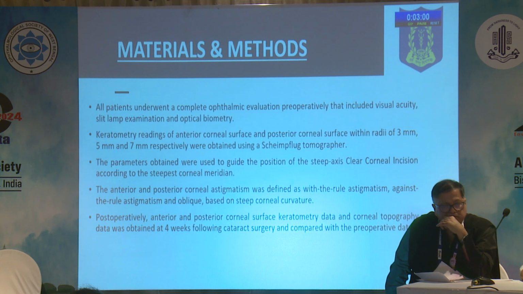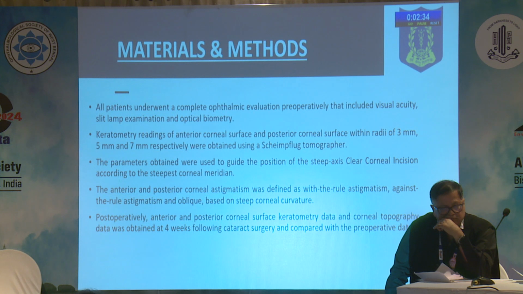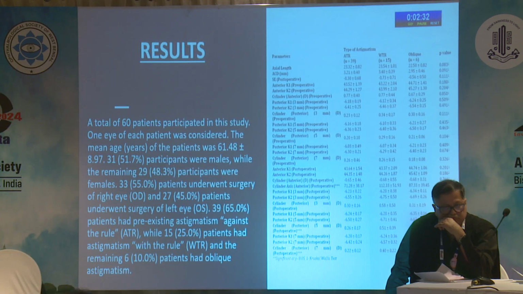The patients underwent a complete ocular examination, and keratometry was evaluated on the anterior as well as the posterior corneal surface at 3 mm, 5 mm, and 7 mm respectively. The parameters subsequently were used to guide the steep axis phacoemulsification. Then, the anterior and posterior corneal astigmatism were defined as with the rule, against the rule, and oblique based on the steep corneal curvature. Post-operatively, the patients were followed up, and after 1 month, the data was taken into consideration. So these were the results.